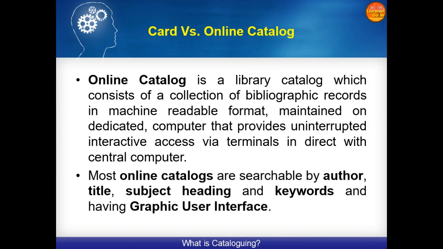An online catalog is a library catalog which consists of a collection of bibliographic records in a machine readable format, maintained on a dedicated computer that provides uninterrupted interactive access via computer terminals in direct connection with a central computer. Most online catalogs are searchable by author, title, subject heading, or any keyword you provide. And the most important thing is that these catalogs are available in a graphical user interface so that anyone can understand in a better way, put the query and get the answer.